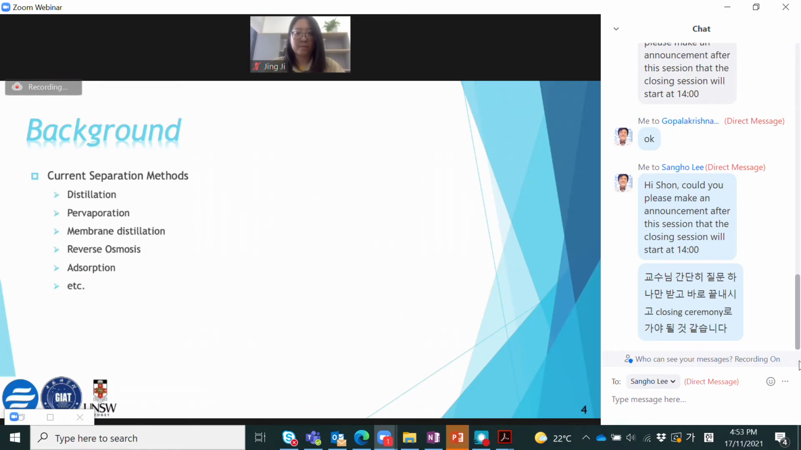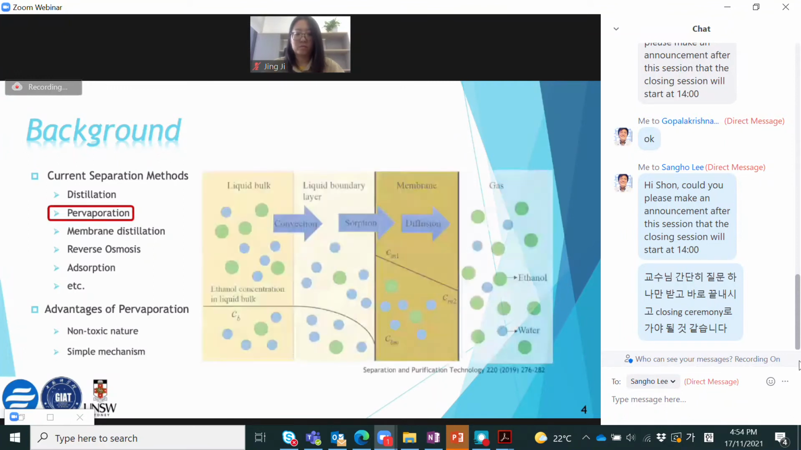Currently, there are several separation techniques that can be used to recycle ethanol from the TCM wastewater, including distillation, evaporation, membrane distillation, reverse osmosis, adsorption, and so on. Evaporation has been regarded as one suitable choice due to its non-toxic nature and simple mechanism. As shown in this figure, the PV process is just driven by the partial pressure difference and concentration difference. The desired component could pass through the membrane based on the selective dissolution and diffusion mechanism in the vaporizing process.